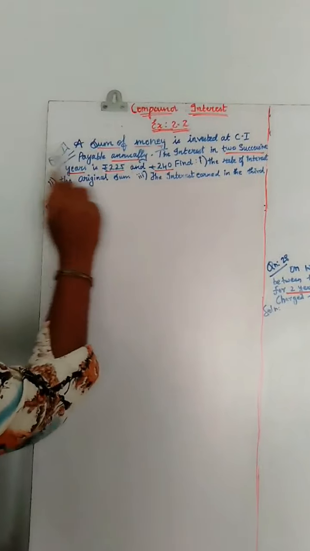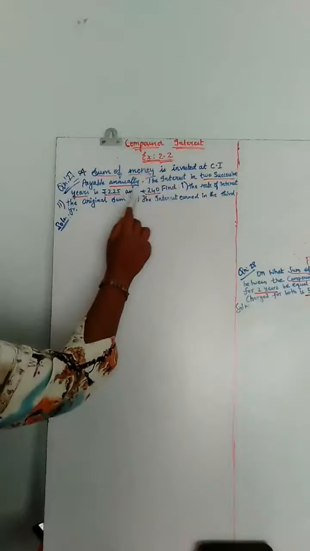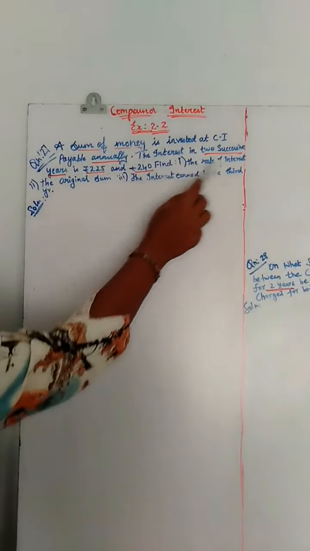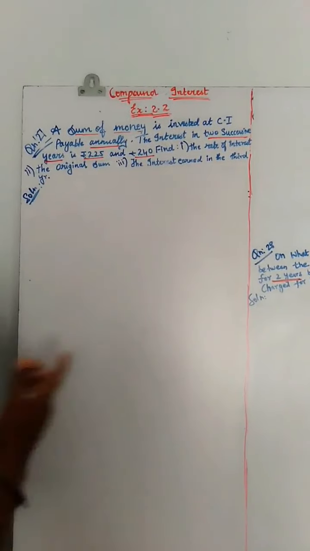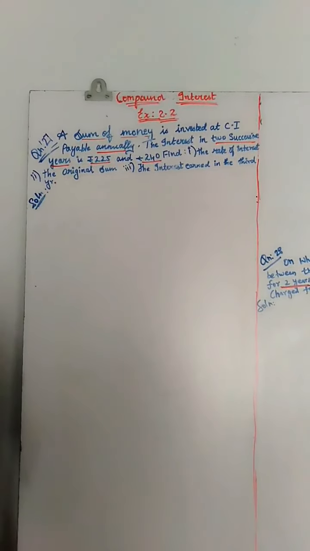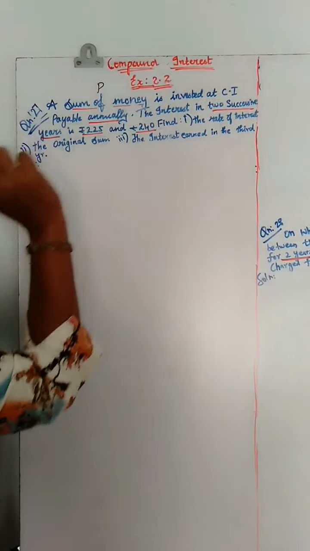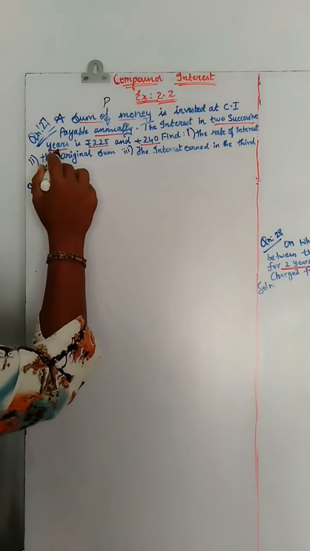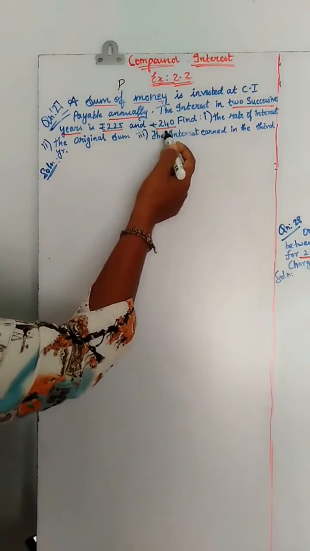Payable annually. The interest in two successive years is rupees 225 and rupees 240. We have to find the rate of interest, the original sum, and the interest earned in the third year. Very simple. We are going to assume the sum of money here as P, invested at compound interest. So the compound interest for the first year is 225, and for the second year it is 240.